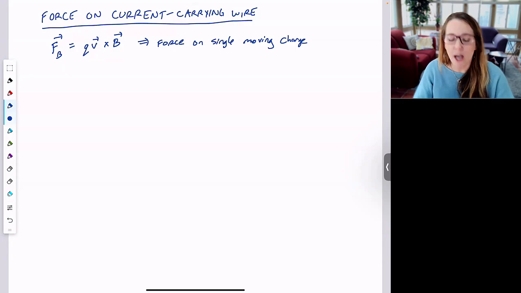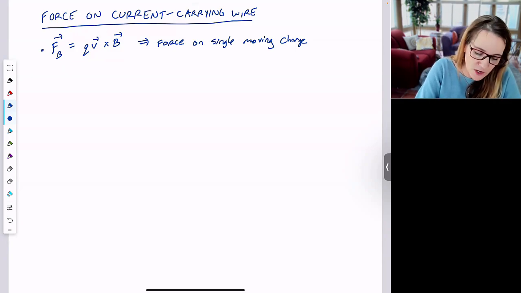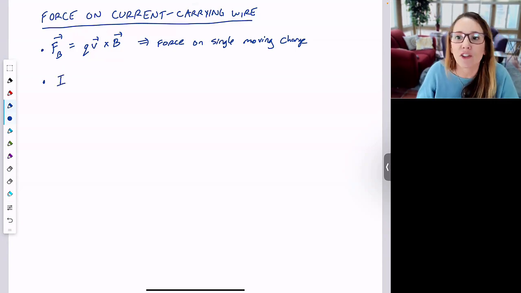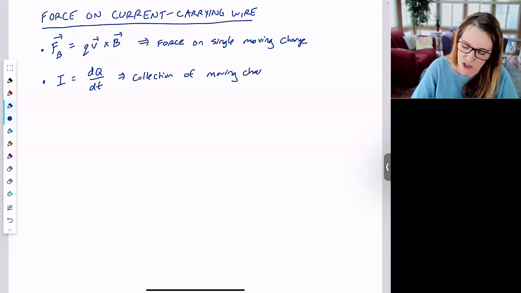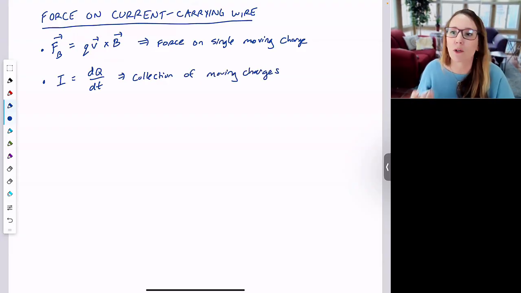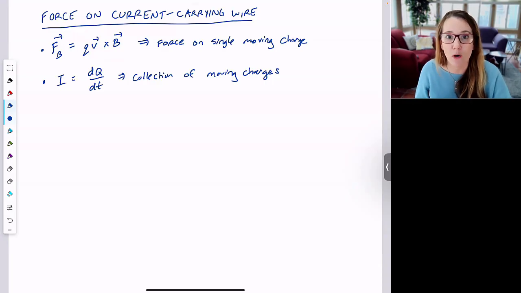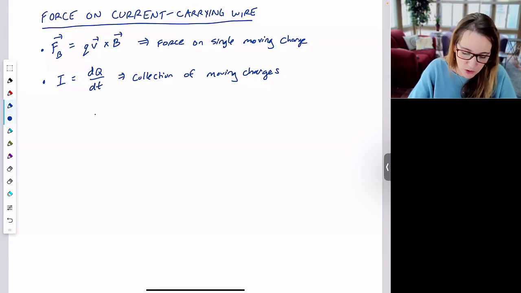Well, if we recall the idea of current, current is dq/dt, which is essentially a collection of moving charges. So it's also going to experience a magnetic force that will be visible as a macroscopic force on a wire. So if we look at this equation, F equals qv cross B.